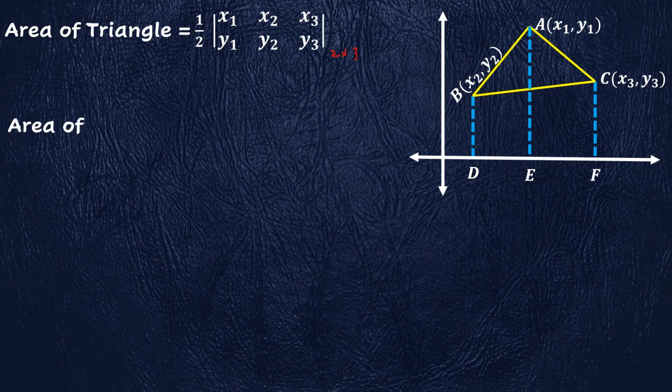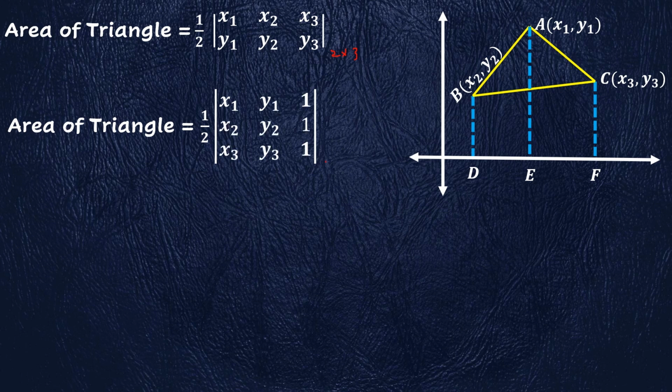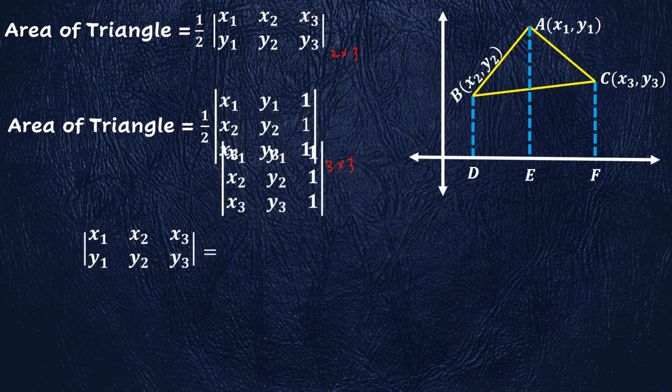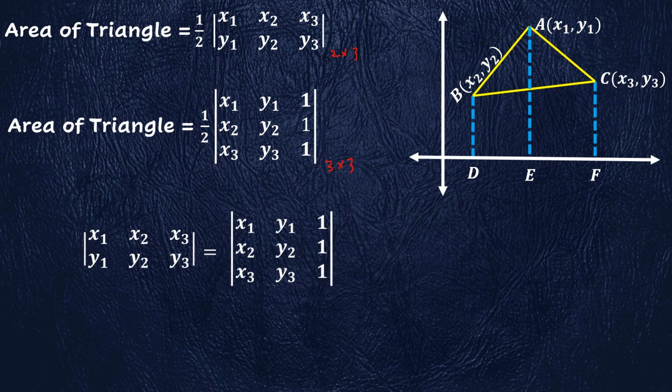Now we show that area of triangle is equal to 1 by 2 into this 3 cross 3 determinant. Now we show that this 2 cross 3 determinant x1, x2, x3, y1, y2, y3 can be converted into this 3 cross 3 determinant.